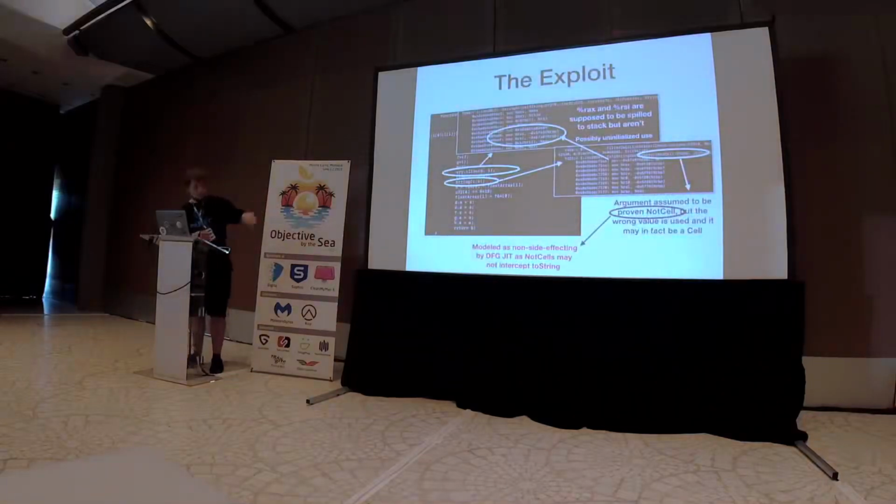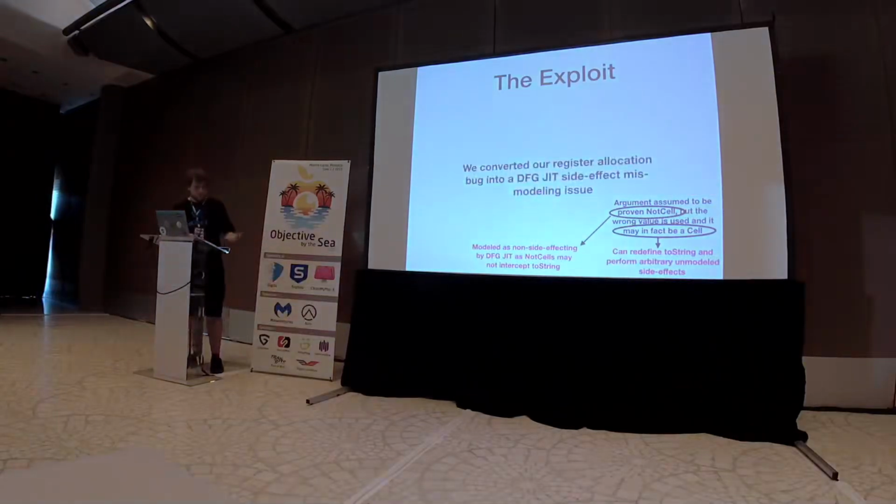And yes, so we have proven that the argument to our call string constructor node is known side effecting because it's not cell. However, we can redefine toString and perform arbitrary unmodeled side effects anyway because we pass in a different value at runtime. And so we converted a register location bug into a DFG JIT side effect modeling issue.